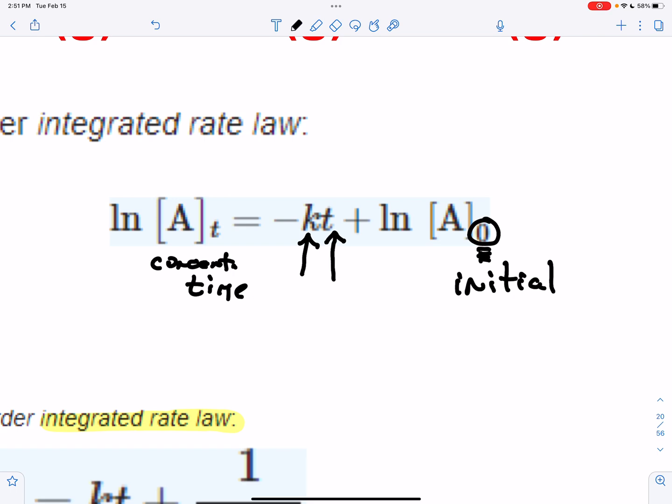So if we start with, let's say, 3 molar, and we want to see how much remains after 3 seconds, then this will be when the time is 3 seconds, and this is what we're trying to find out: how much remains after 3 seconds.